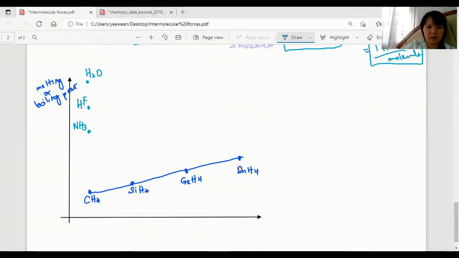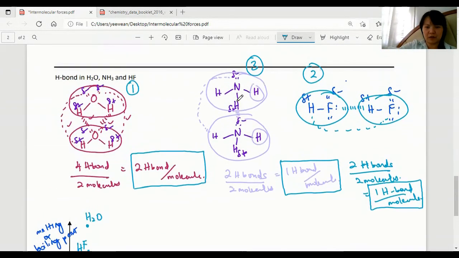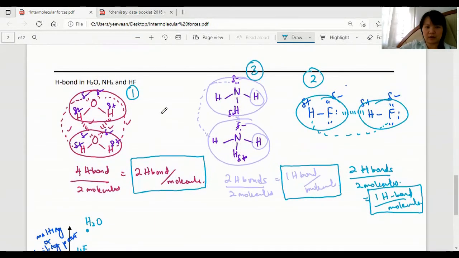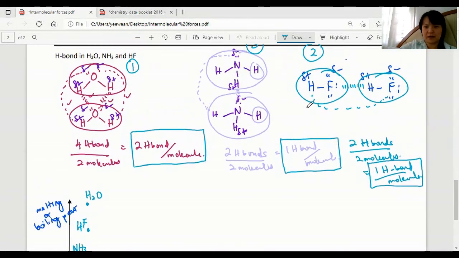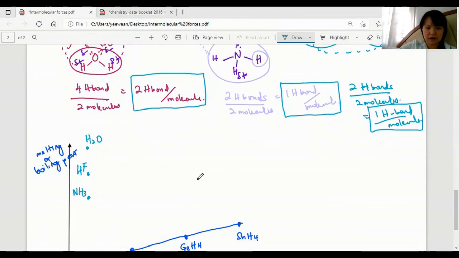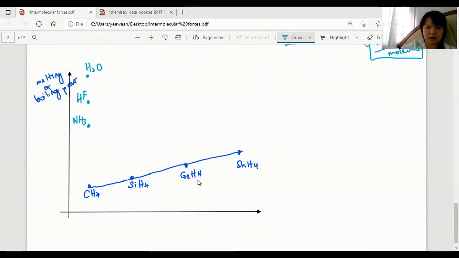So I'll put water, HF, and ammonia here with respect to how strong the hydrogen bonds were just now. Number 1 is water, so I put it at the top. Second is HF because it has a more different electronegativity, so I put it second place here. And then ammonia. And CH4 doesn't have hydrogen bonding, so it's much lower.